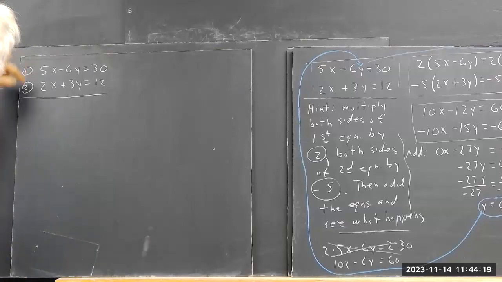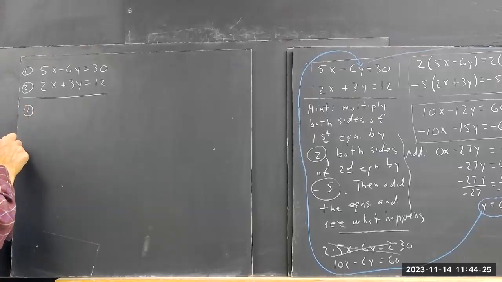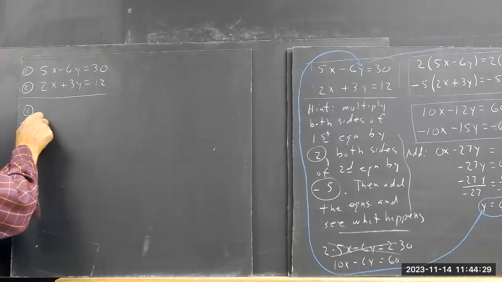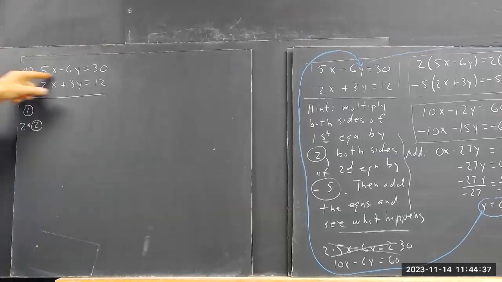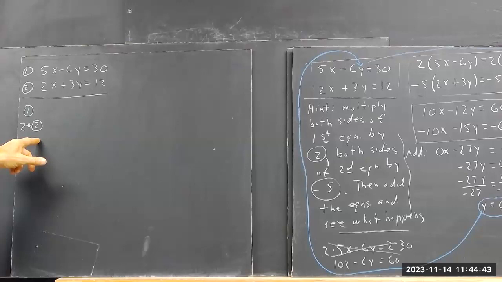Okay, so you've got this is equation 1, equation 2. We write the system down again. We write equation 1 and we write 2 times equation 2. So it says write equation 1. What are you going to do? You're going to write this equation. It says 2 times equation 2. What are you going to do?